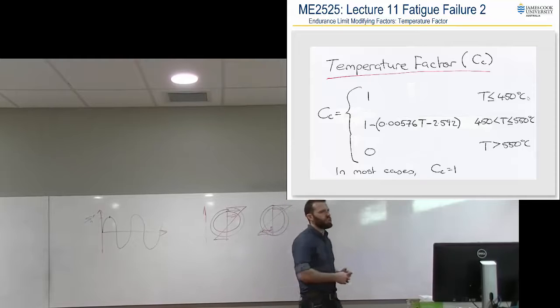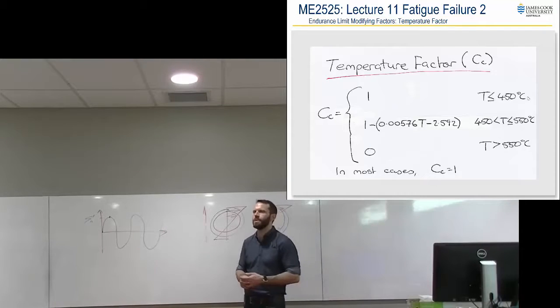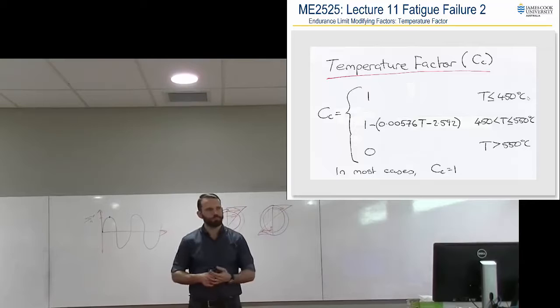Effectively, if the temperature is below 450 degrees Celsius, temperature has no effect. Alright? If the temperature is between 450 and 550, then you use this CC equation, so you sub your temperature in there, and that will go anywhere between 1 and, what was it, 0.45 I think is the upper limit, so at 550 it's about 0.45.